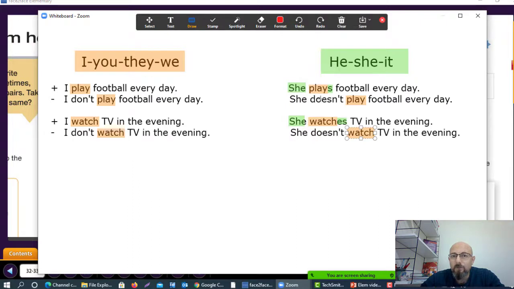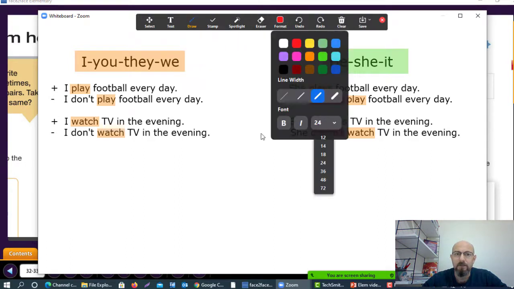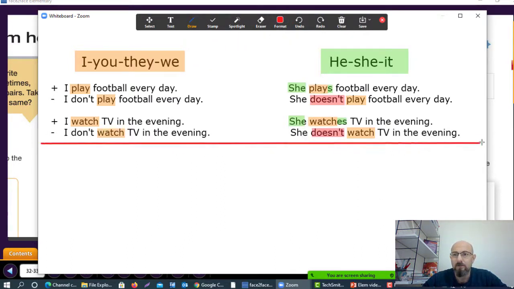Now here, because we have doesn't, the negative, we use infinitive. So we use infinitive after doesn't. Okay, we don't add he or she or it. We don't add s or es or ies after doesn't. We use infinitive. Okay, so now we understand this. Okay, so when do we add s or es or ies? We will learn it now.